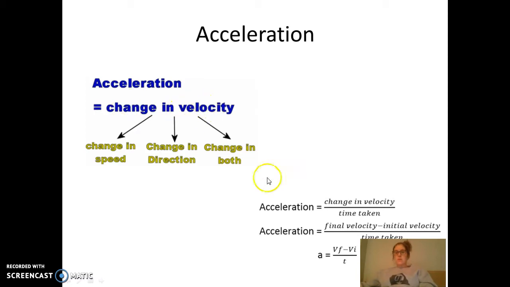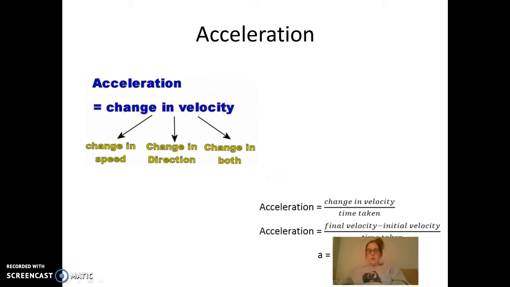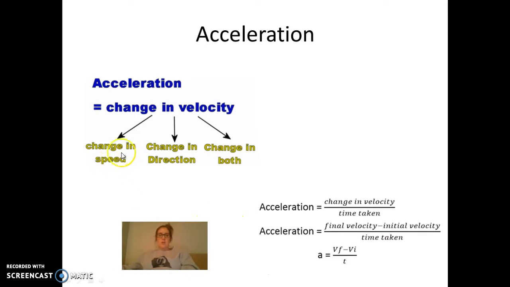And remember, velocity has not only a speed, but also a direction, which means there are 3 ways that you can accelerate. You can speed up, you can slow down, or you can turn. A lot of students forget that spinning in a circle, even at a constant speed, is considered accelerating, or turning at a constant speed is also considered accelerating because you're changing your direction, so be very careful with that.